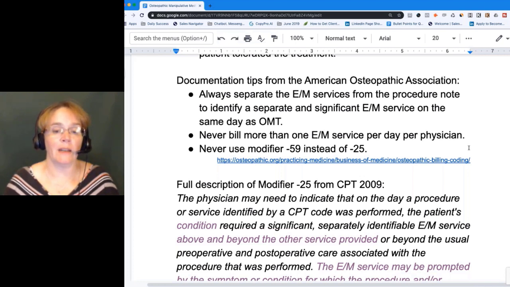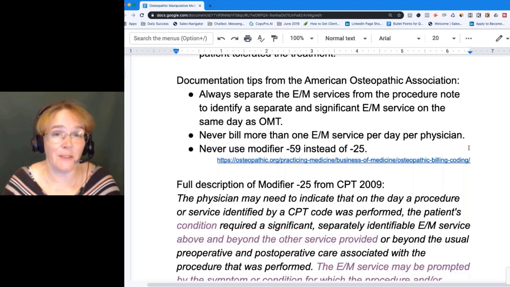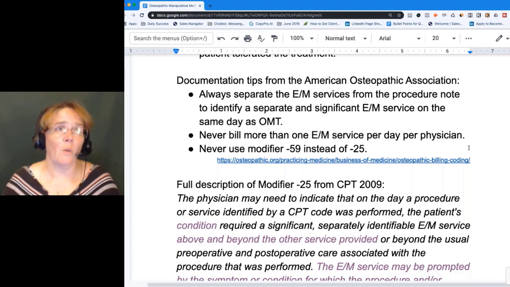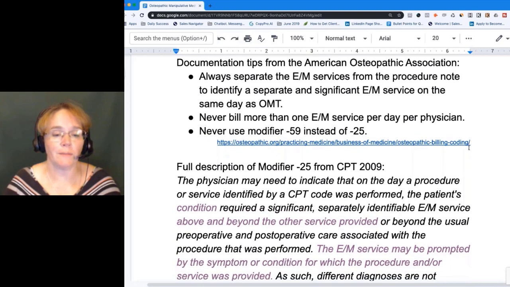Never bill more than one E&M service per day per physician. It's funny that they have to include that as a tip, but what if somebody in the practice saw you, but somebody else is best at that technique, so they want you to see them? Well, that other physician now can't bill an E&M as well. So that's why you do one E&M. And you're not going to use modifier 59. Apparently that's what a lot of people are doing with some of these common errors. It's a 25 on the E&M service. So the E&M gets a 25 and then you include your manipulative treatment code.